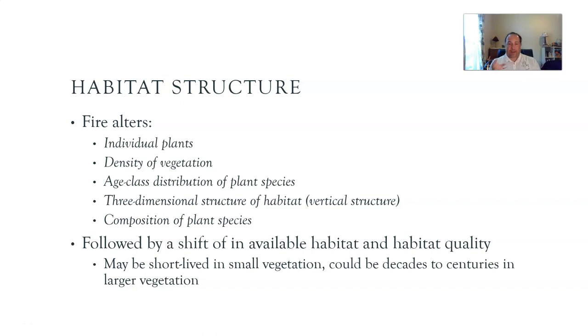After fire comes through, you're going to have a shift in available habitat and in habitat quality. It might be short-lived, and if we're in smaller vegetation, grassland, shrubland, more than likely it's going to be more short-lived because it takes less energy to grow those things again. But it could be decades to centuries in larger vegetation, and that's why people make a big deal about huge forest fires, because it's such a large area.